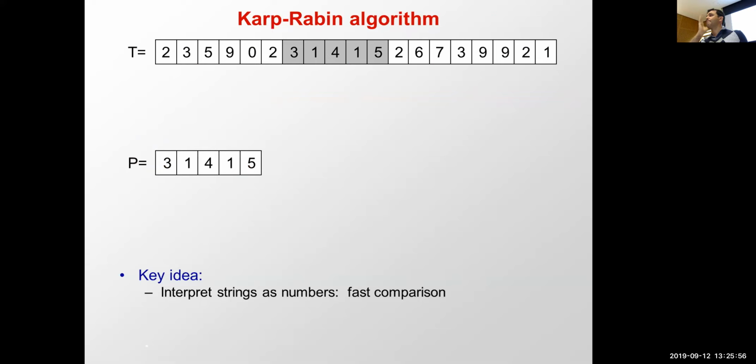So what's the first thing I would do? First thing I would do is read T, and at every starting position, I would replace that digit with a number. What number would I put here? 23,509. What number would I put there? 35,902. What number would I put there? 59,023. Okay, is everybody with me?